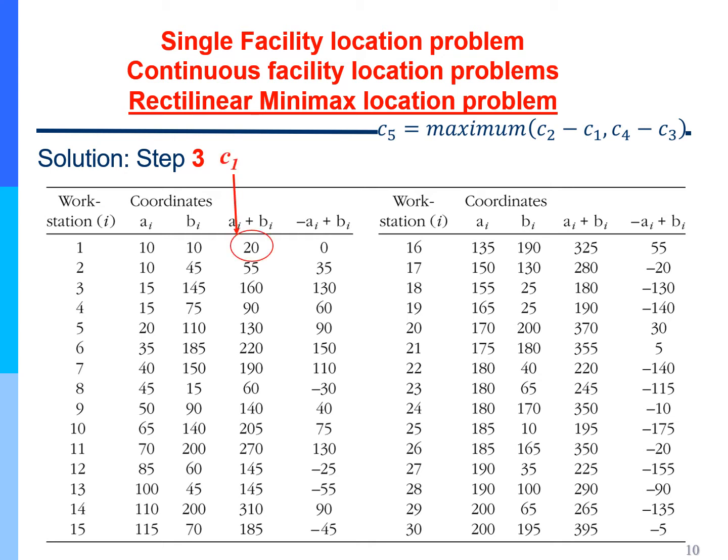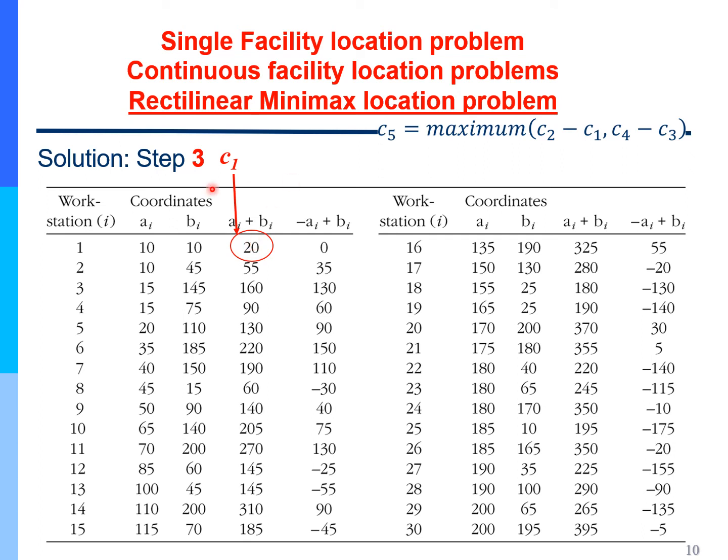Okay, so C1, what was it? It was the minimum of AI plus BI. So what do I do? I look at this column here. There are 30 facilities. Look at here and find the minimum of them. And the minimum appears to be 20, this one. Okay, so C1 is 20.